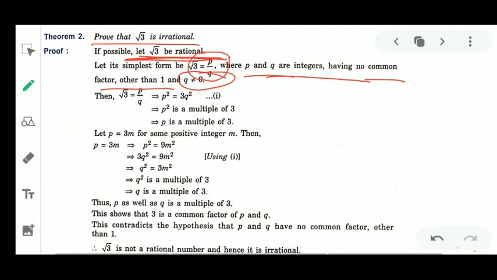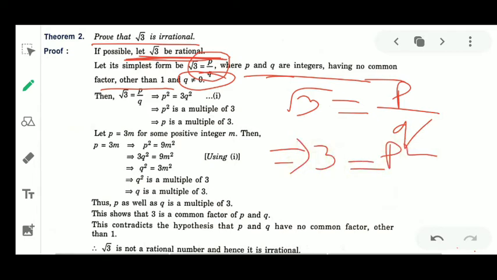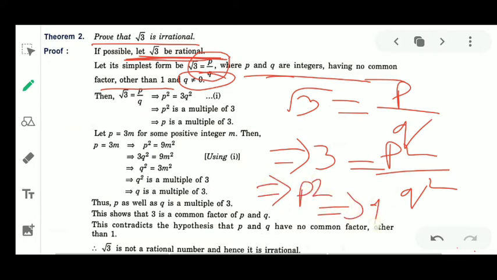Okay, now if you square both sides, that is root 3 equal to p by q, then you will get 3 equal to p square by q square. Then p square will be 3q square. That is equation 1. p square equal to 3q square. So p square equals 3 into q square.